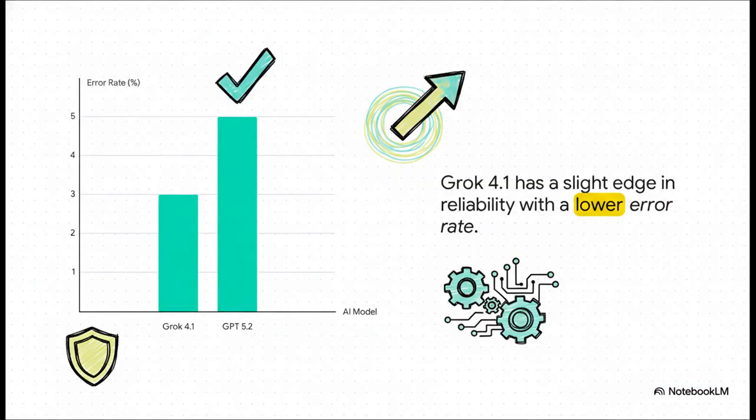Now, what about reliability? The truth is, they're all really, really accurate. But when you look at the numbers, Grok 4.1 does have a slight edge. We're talking about a 3% error rate, give or take, compared to about 5% for GPT 5.2. So the big takeaway is that, yeah, they're all super trustworthy, but Grok is absolutely holding its own and sometimes even pulling ahead on raw accuracy.